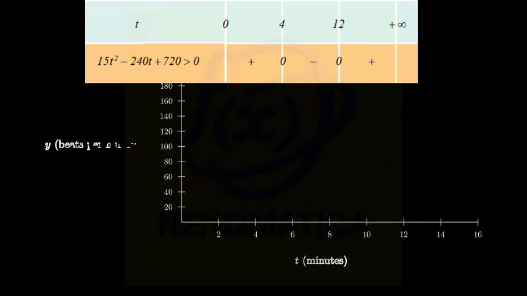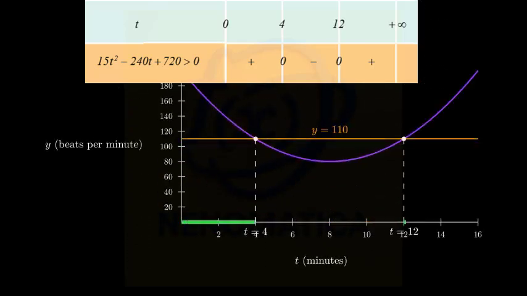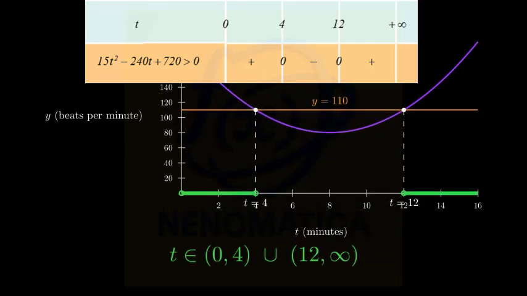We want where y is greater than 110, which corresponds to the expression greater than 0. That is t less than 4 or t greater than 12. But time cannot be negative, so we restrict to t at least 0. The final solution is the union of 0 to 4 open and 12 to infinity open.